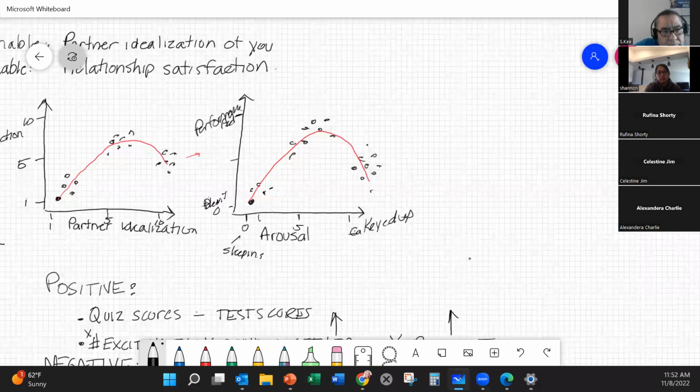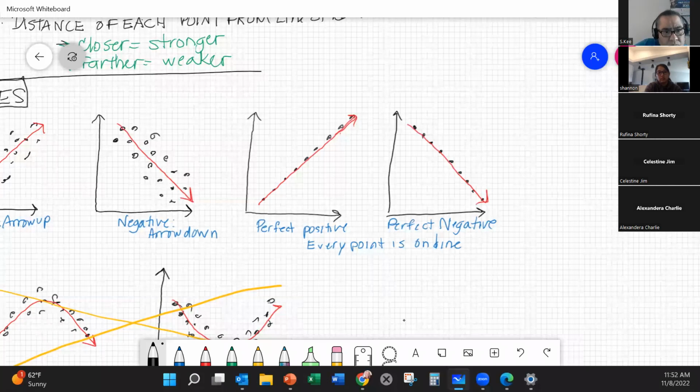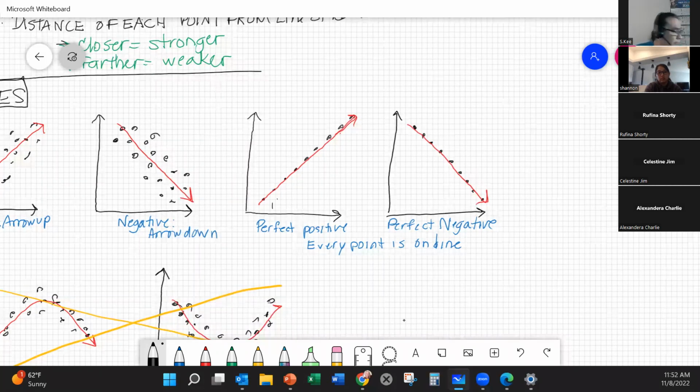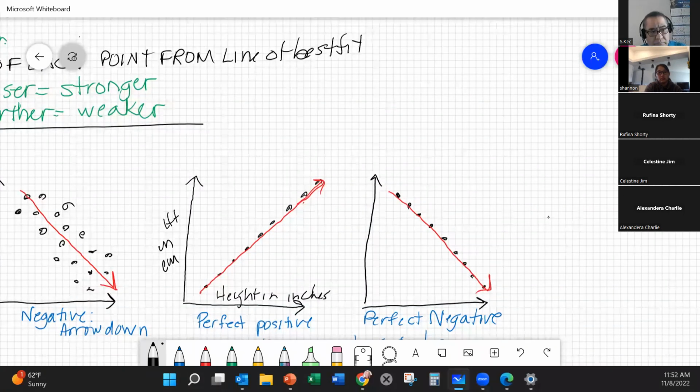And I'll just give you an example or two of these perfect relationships. So what we could have on the X variable, for a positive, is height in inches and height in centimeters. And what this means is, if I know your height in inches, I can know exactly what your height in centimeters is. So perfect, I can predict Y perfectly from X. They're all going to be on the line.